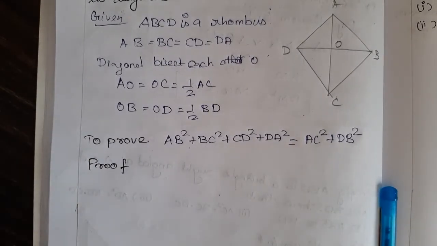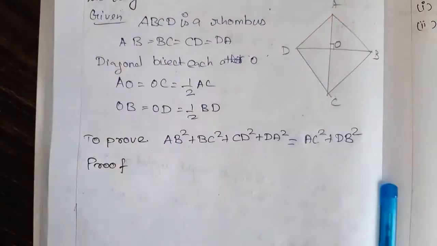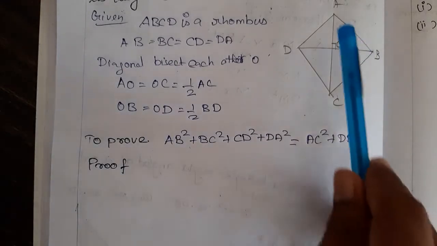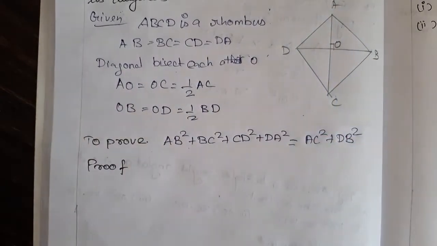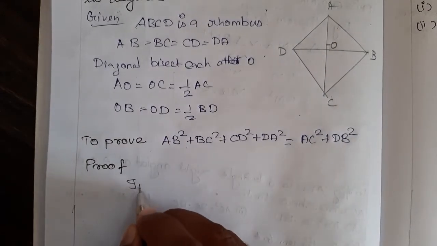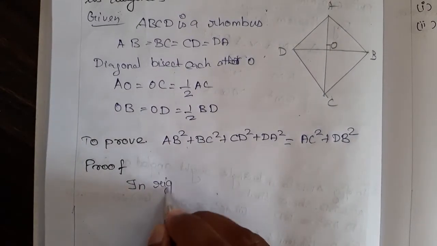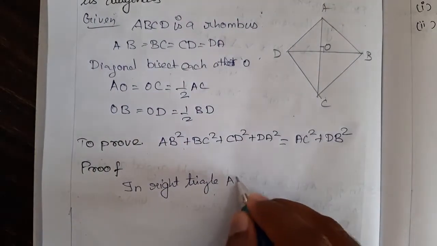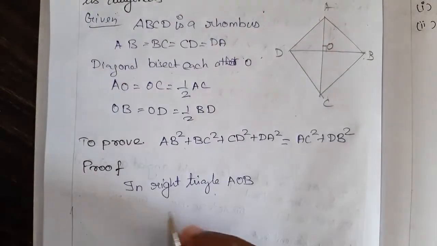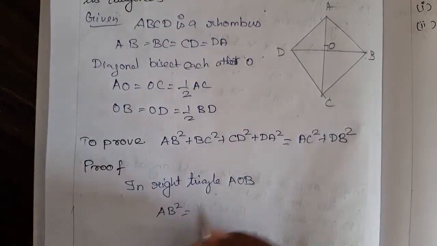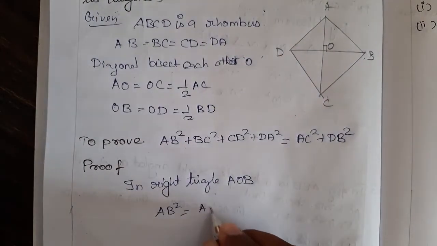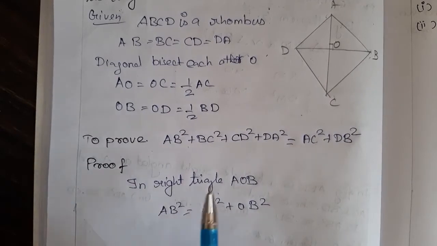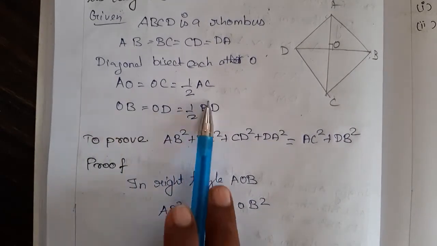So here you can see that the diagonals bisect and also make a 90 degree angle in the rhombus. It is also a bisector. So let me take the triangle AOB. So now we can apply the Pythagoras theorem, right? So in right triangle AOB, the hypotenuse is AB. So AB square is equal to AO square plus OB square. So AO and OB can be replaced by this.